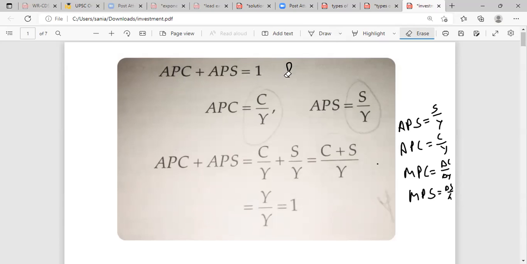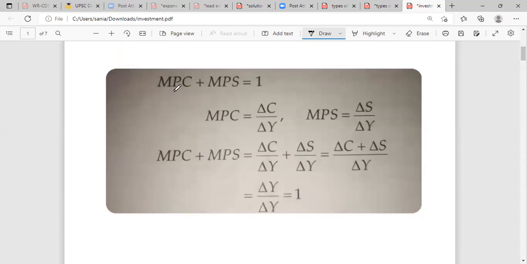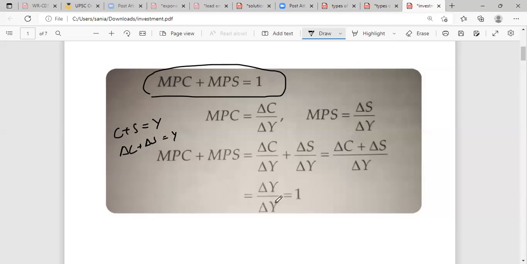Okay, good. This is very important. Always remember one more thing, like C plus S equals your income. And now coming to MPC and MPS. Similarly, MPC plus MPS gives you 1. How? MPS you already know. MPC is known, the formula is delta C divided by delta Y. And MPS is delta S divided by delta Y. We'll take the LCM. Delta C plus delta S is equal to delta Y. Earlier it was C plus S equals Y. Here it is delta C plus delta S equals delta Y. So delta Y divided by delta Y, you got the answer 1. Clear?